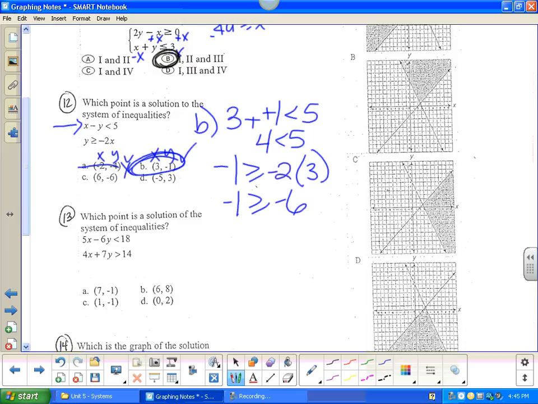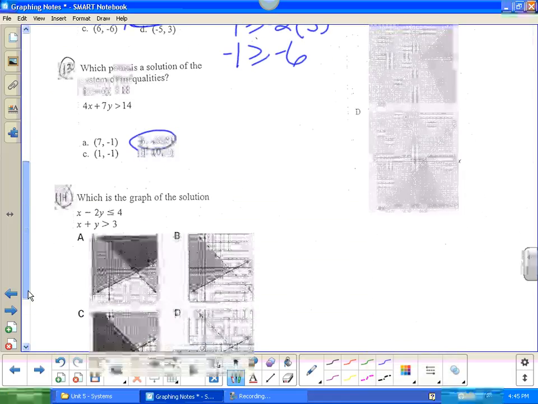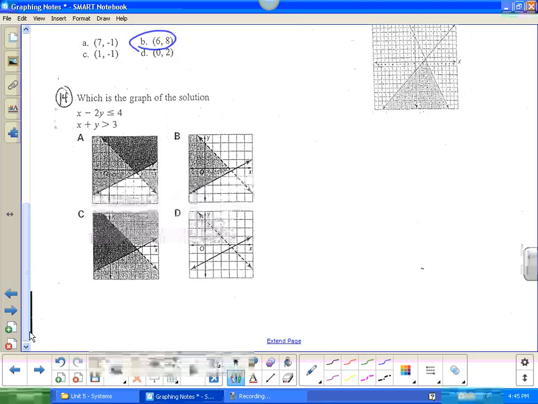Number 13 is the same type of problem. Answer there is B. Take your time. If you want to pause this and work this one out, you're welcome to try that. But the answer there is B if you want to work it out.